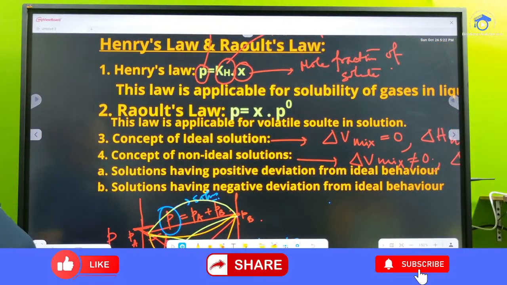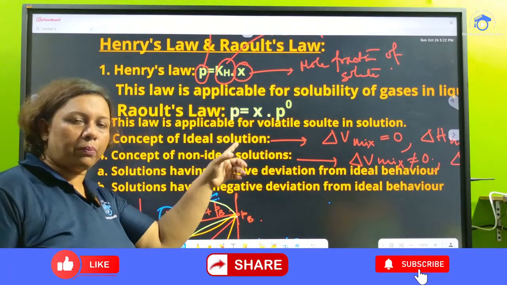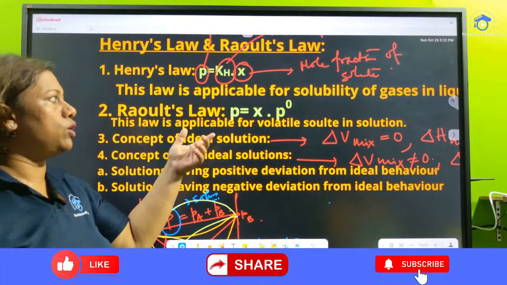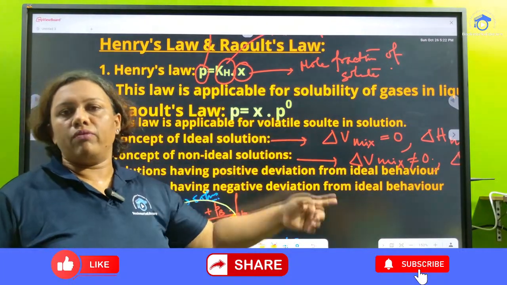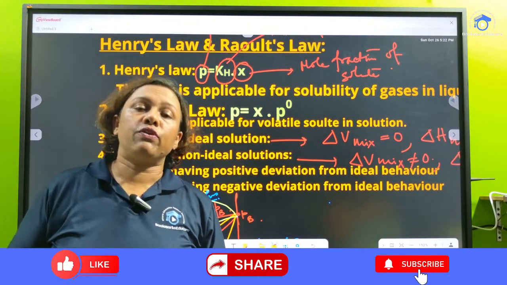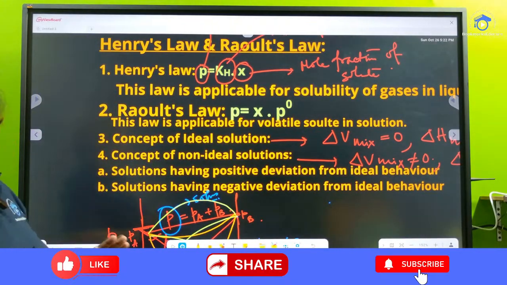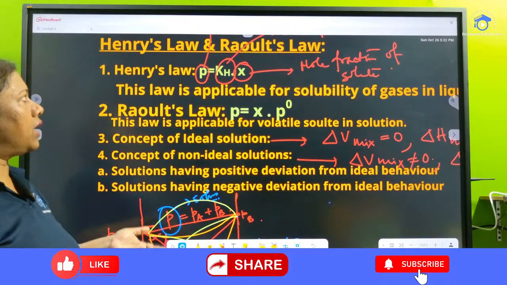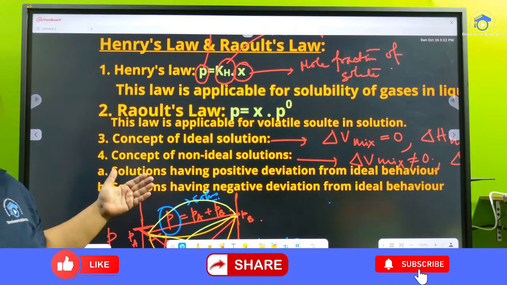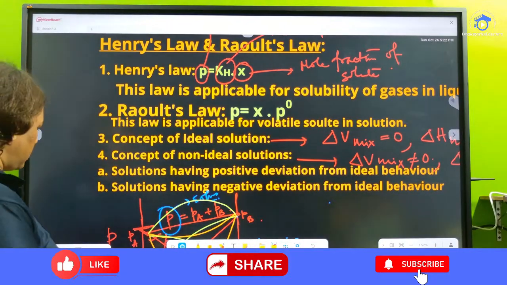So hopefully all these topics are covered now. In the case of Raoult's law, this is the formula. The vapor pressure of a component in the solution is equal to its mole fraction times p zero. Whenever there is a zero in the power, that is for the purest form. So hopefully this portion is clear to you now. Again, I am repeating: Henry's law, Raoult's law, ideal solution concept, non-ideal, and in non-ideal, positive deviation and negative deviation. Okay, next slide.